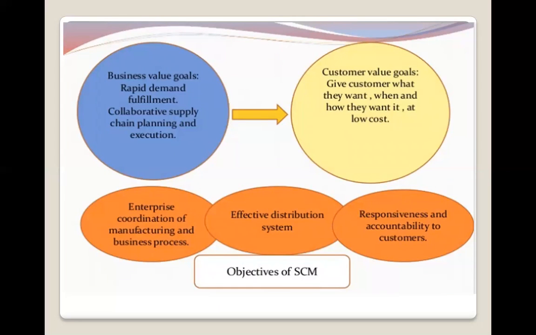Business value goal: rapid demand fulfillment, collaborative supply chain planning and execution. Customer value goals: give customers what they want, when and how they want it, and at low cost. Enterprise coordination of manufacturing and business process, effective distribution system, responsive and accountable to customer. These are the main objectives of supply chain management.